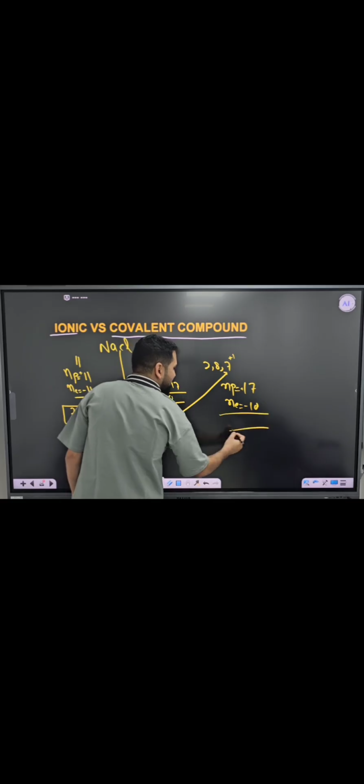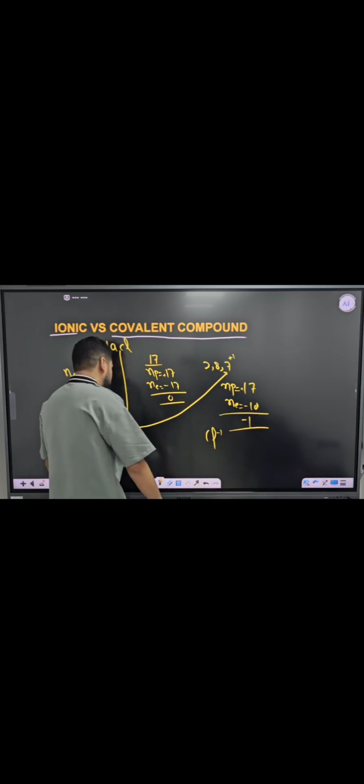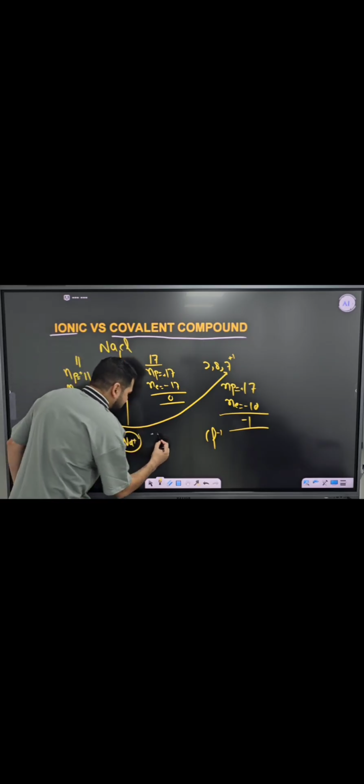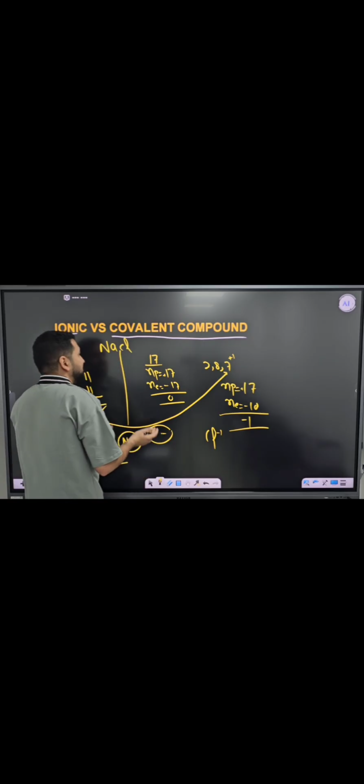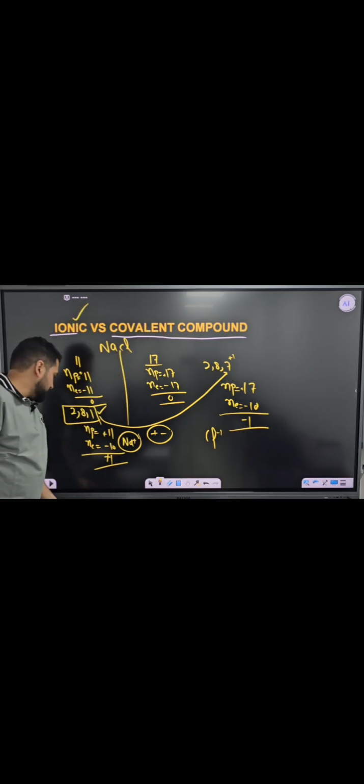Now tell me how many protons, guys? Proton number you can't change. It's 17. How many electrons? Now 18. It's plus 17, minus 18, so net charge will be minus 1. So can I say that this chlorine has a minus 1 charge? Now look here. This plus charge, this minus charge. There's a force of attraction between this plus and minus charge. Because of that, we have the formation of ionic compounds. Covalent compounds I already explained.